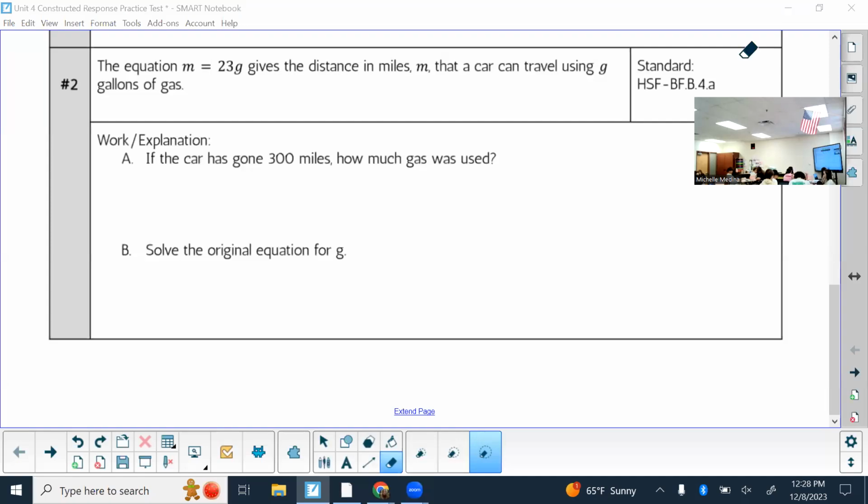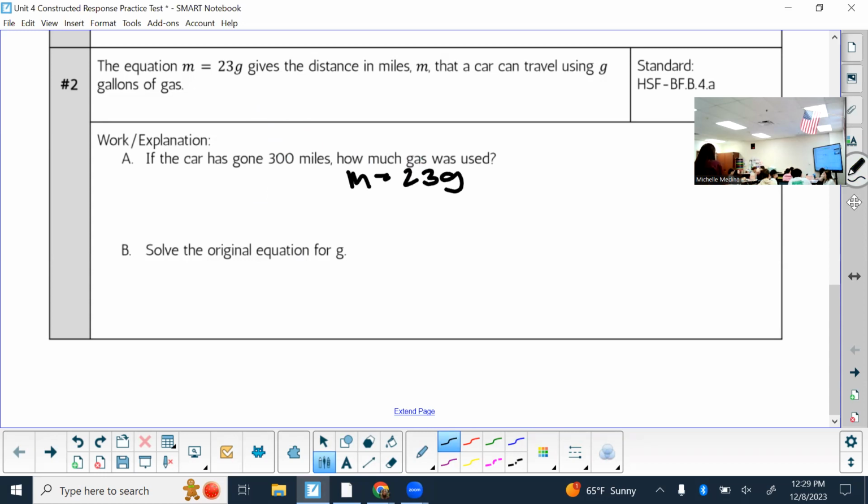So the equation M equals 23G gives the distance in miles M that a car can travel using G gallons of gas. So if the car has gone 300 miles, how much gas was used? Did you get that part? Correct. So class, are they giving us miles or gas when they give us a 300? So you have to put it for the variable that represents the miles. And then you have this equation.